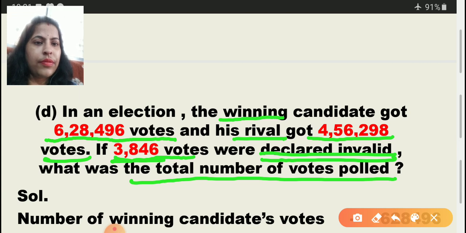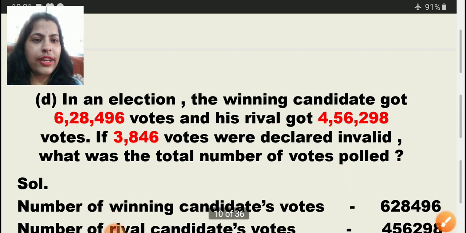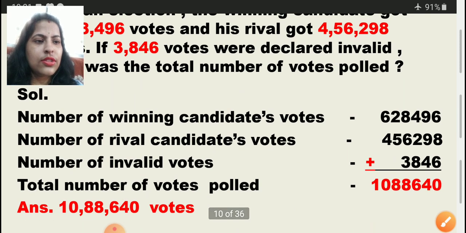Now I think you all are getting this: in any election there are many votes, but a winning candidate got some votes and his rival also got some votes, and some votes are invalid votes. By adding all three, only then can the total votes polled be counted. That is what you have to find here. Now come to the solution.